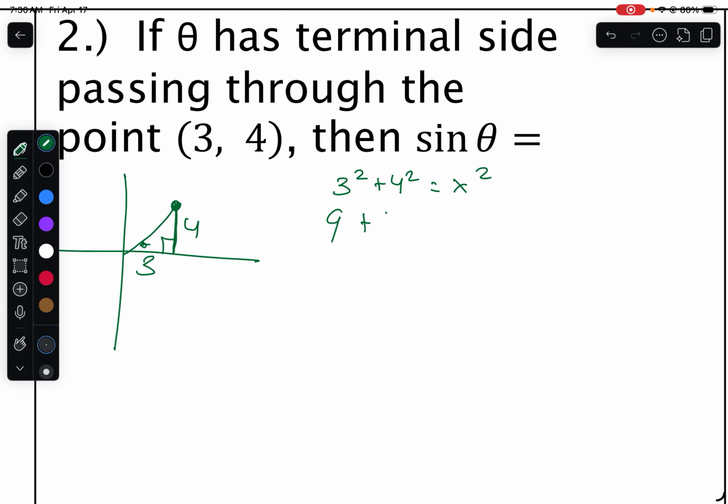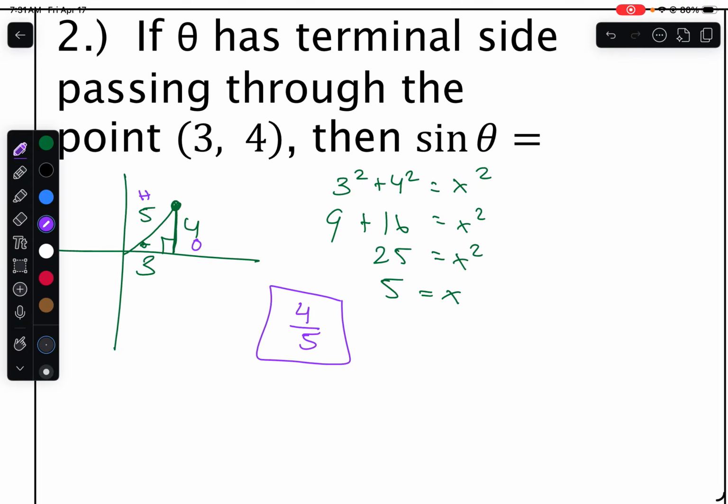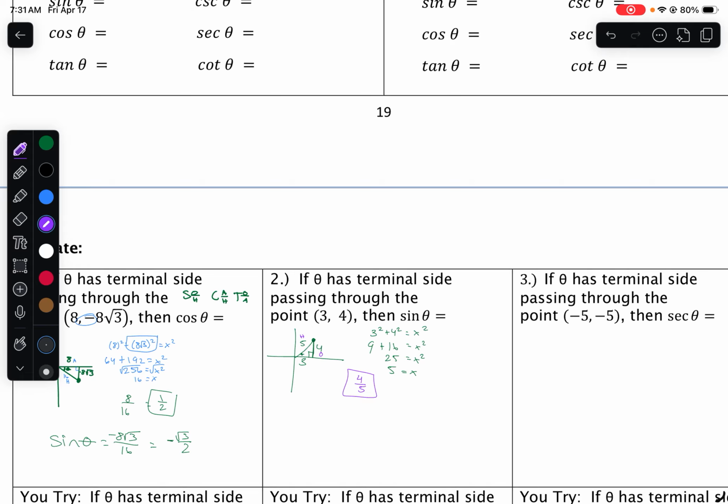So we get 9 plus 16 equals x squared. 25 equals x squared. I get that x is equal to 5. So that's my hypotenuse. And sine of theta, we know, is opposite over hypotenuse. I get 4/5.